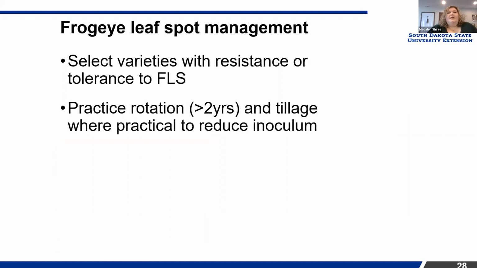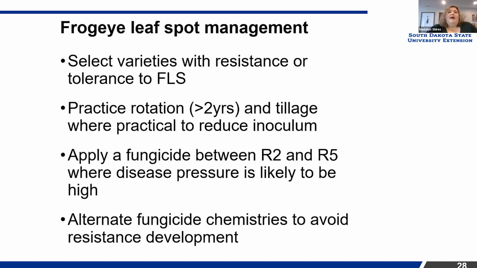There are some different ways to manage frogeye leaf spot if it is a problem in your field. There are varieties with some resistance or tolerance to FLS. You can also practice crop rotation and tillage when practical to reduce the inoculum loads. A foliar fungicide can be applied between R2 and R5 when the disease pressure is likely to be high. Another thing, because this disease does have resistance to fungicides, make sure that you alternate the fungicide chemistries if you're having to manage frogeye leaf spot.